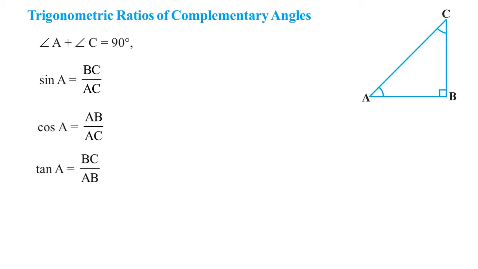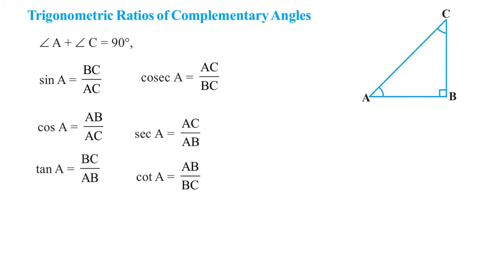What is the reciprocal of sine called? It's called cosecant. Cosecant A, AC over BC. What is the reciprocal of cosine? It is secant, AC over AB. What is the reciprocal of tan? It is cot. So cot A is AB over BC. So we know all these ratios for angle A.